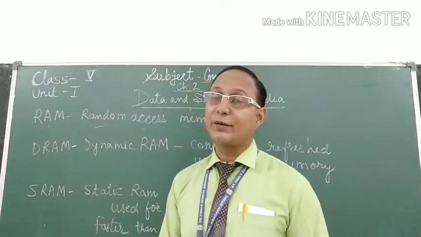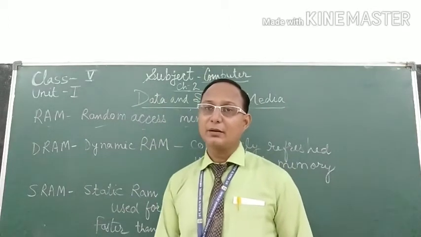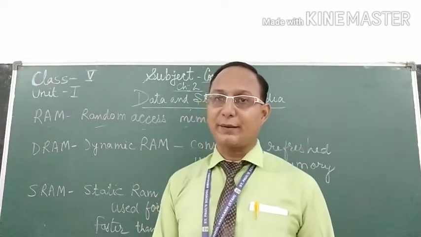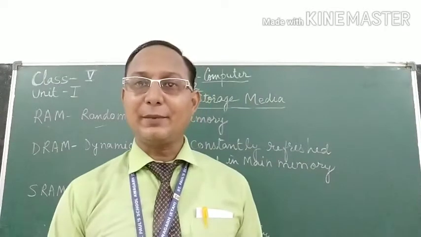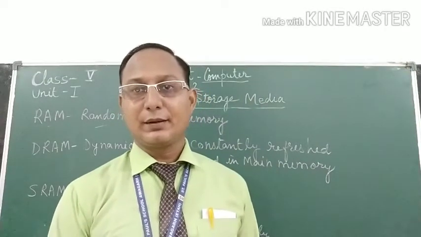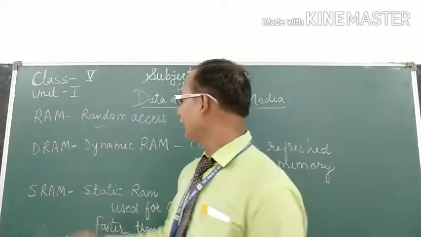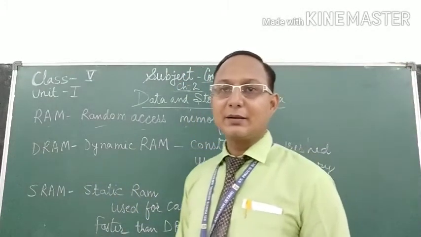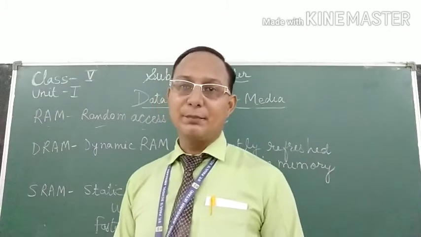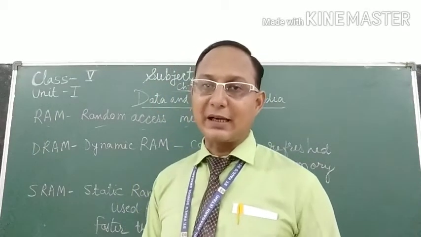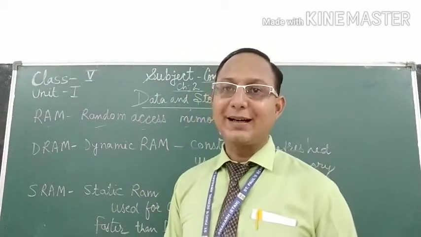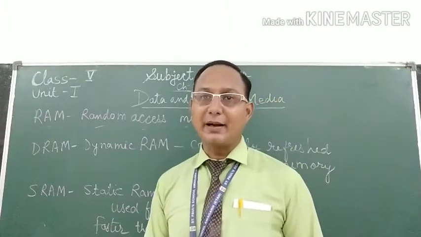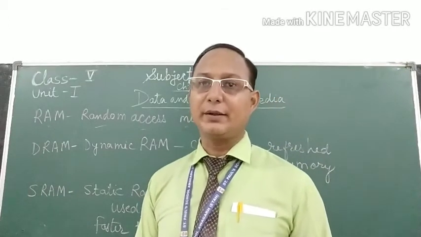And there are two types of RAM. How many types of RAM? Yes children, there are two types of RAM. One is SRAM and one is DRAM. DRAM is dynamic RAM, or we can say dynamic random access memory. And the second one is SRAM, that is static random access memory.